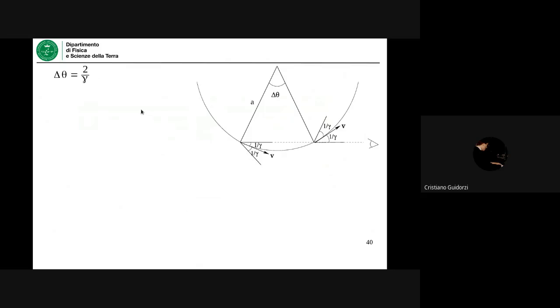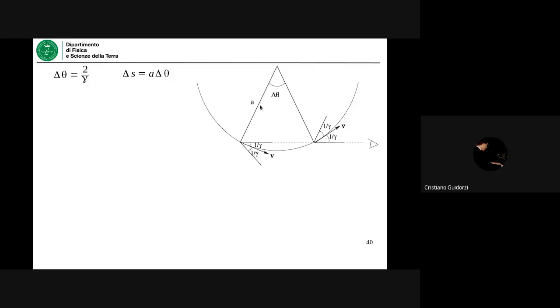So let's focus on the geometry of this. I call delta theta the angle subtended by this portion of the trajectory. Again, from simple geometric considerations, you see that this is nothing but twice this angle here. This angle here is the semi-aperture angle of the beaming cone, so this is 1 over gamma. So delta theta is twice as large, so 2 over gamma, just like that.